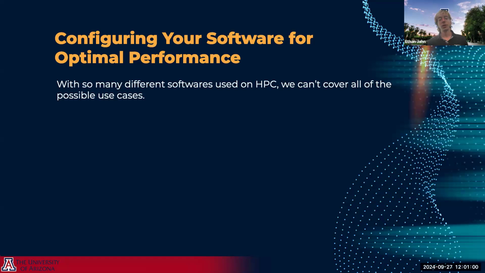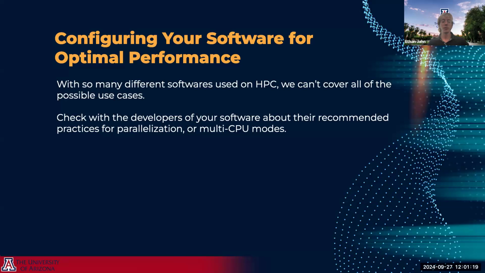So let's talk briefly about configuring your software for optimal performance. And this will be basically the last thing that we talked about, and I'll let you guys go in just a moment. With so many different software used on the HPC, we can't cover all of the different possible use cases. So check with the developers, if you're using some software from GitHub or whatever it might be, they might have documentation or a manual or a guide on how to configure their software, how to invoke parallelization for multi-CPU or multi-node type jobs.